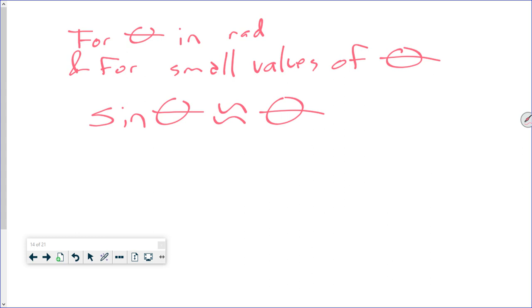All right, so grab a calculator, you guys, and find the sine. Put your calculator in radians, and find the sine of like 0.1 radian. Okay, that's about the same. That's about the same as 5 degrees or so.